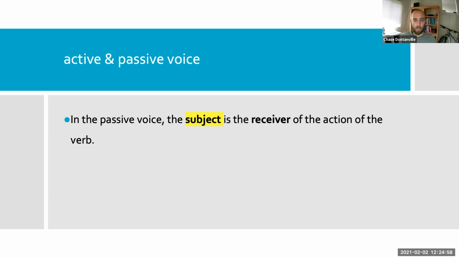In the passive voice, the subject is the receiver of the action. In other words, the subject does not do the action, the subject receives the action. So, a lost city was discovered by scientists. This is an example of the passive voice. So the subject, a lost city, did not do the action. The scientists did the action. Okay, so a lost city, the subject, is the receiver of the action.